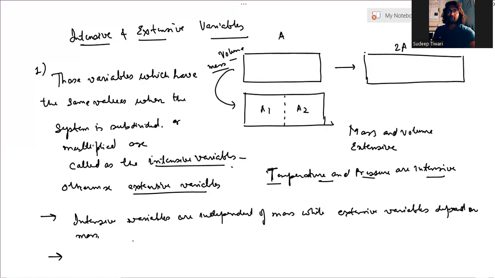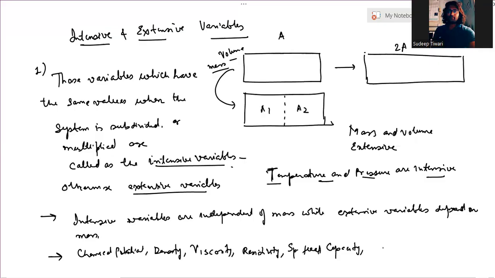Another thing that you need to know: there will be a term called chemical potential that we study later when we study Gibbs free energy and all those things. Density, viscosity, resistivity. You have something called specific heat capacity. You have pressure. And in magnetic systems, we'll have magnetization. These are all examples of intensive variables. In fact, temperature is one other example that I've already listed.